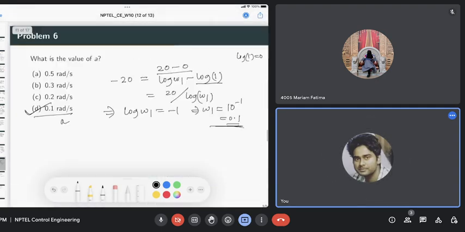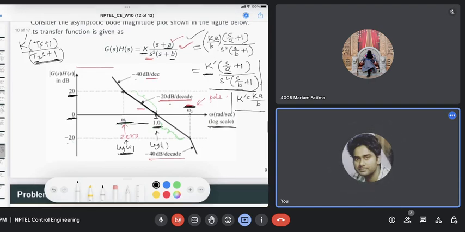In our plot, we'll just extend it, so it will intersect at some point. Let's denote it to be omega 3. So we have to find this omega 3. Omega 3 will be equal to the square root of k dash, k prime, because of the standard form. Once we find omega 3, we can find k dash, and from that we can find the k value. So that is easy.